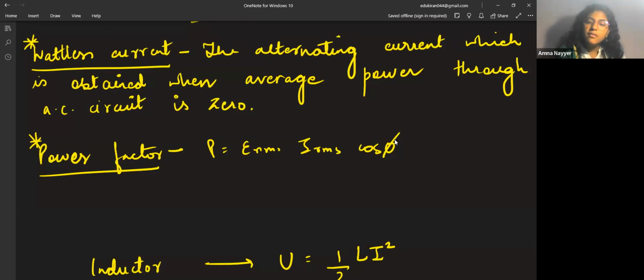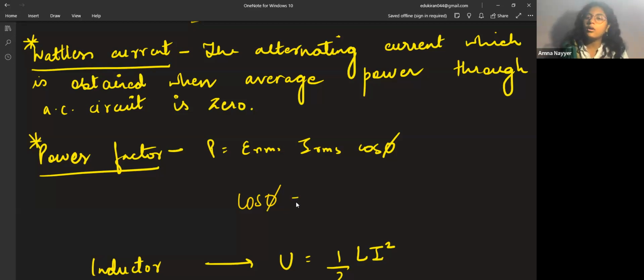Now, what is meant by power factor? Power factor means this cos phi. This cos phi is what we call power factor. So you will have circuits, you will have questions where you will be asked to calculate the power factor of the circuit. So power factor basically means cos phi. Instead of constantly referring to it as cos of the phase angle between them, we just have a specific term for it, that is power factor.